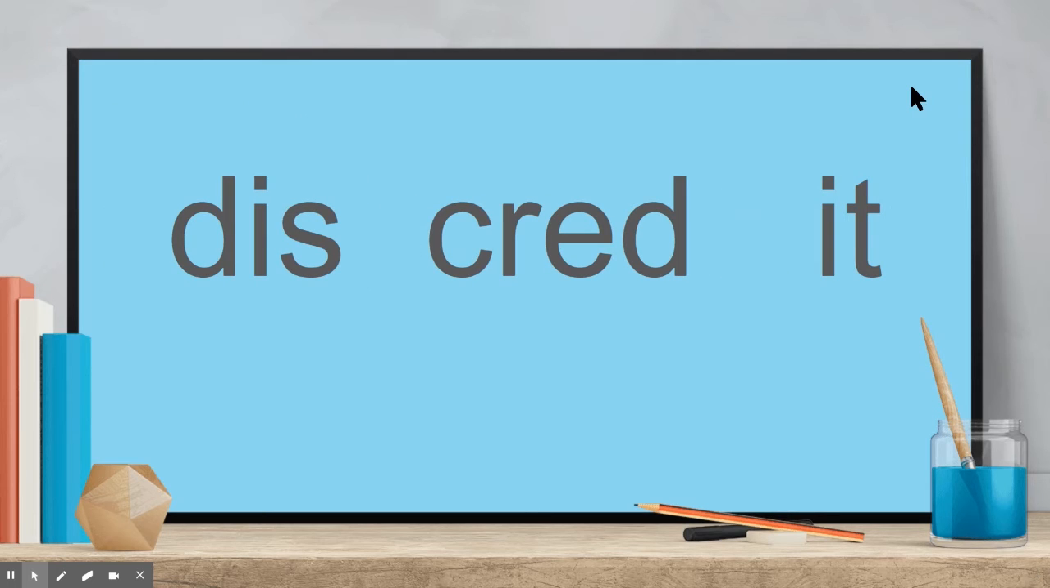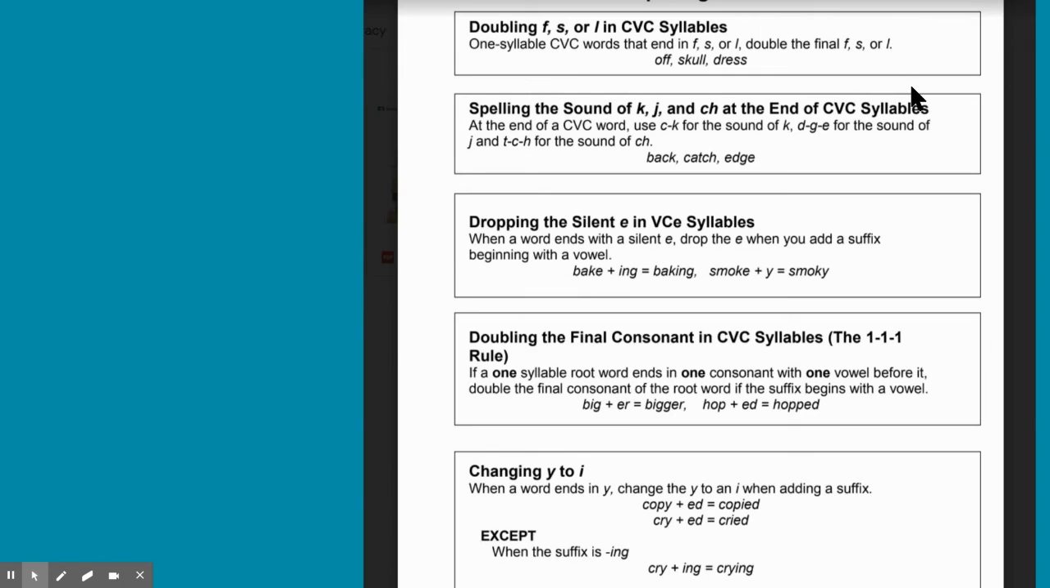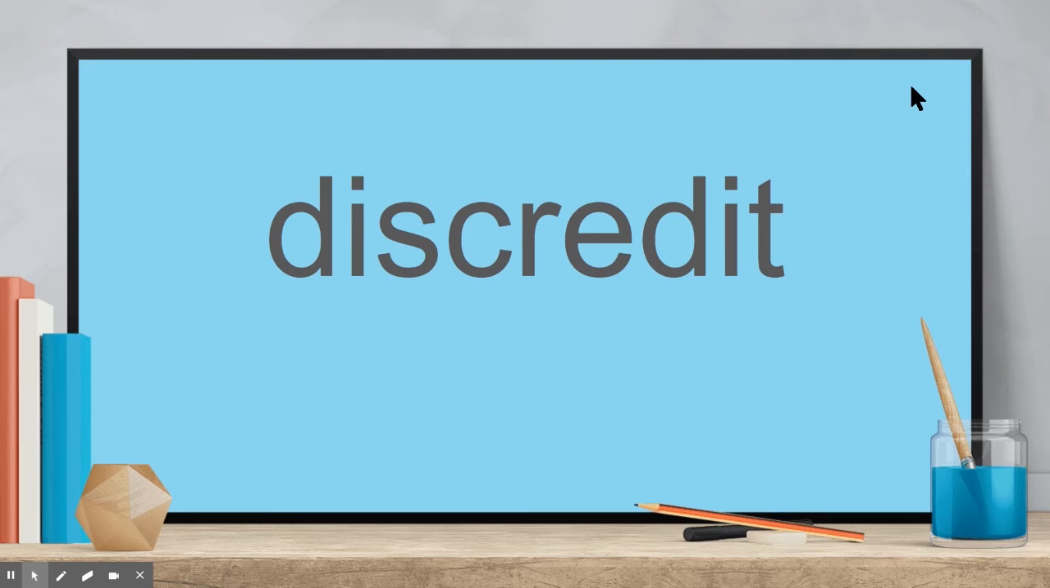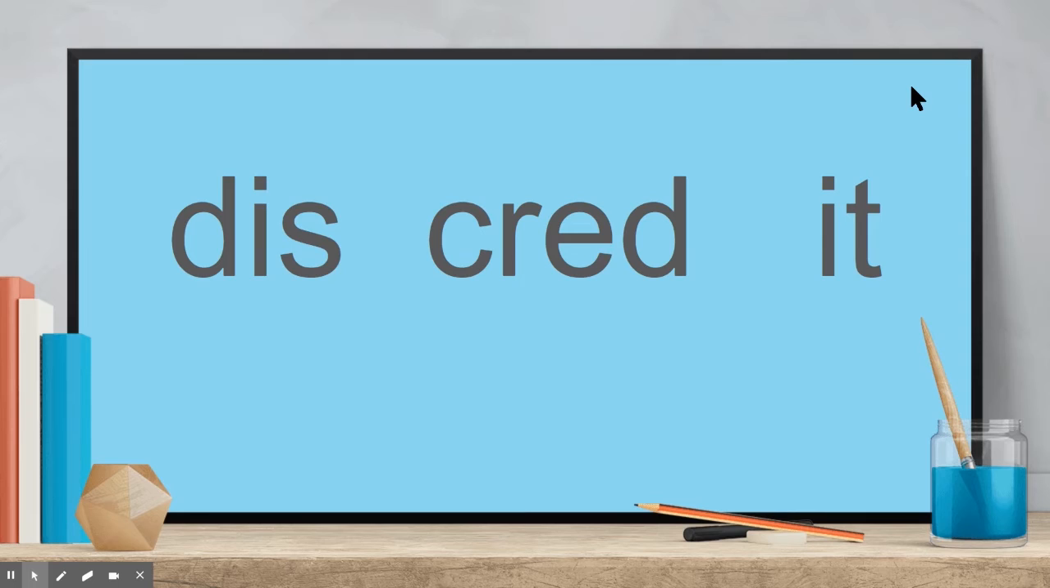The main thing that these lessons talk about is our process for breaking words into pieces. So if we can look at a long word that might be confusing, if we break it into pieces, it's going to be a lot easier to read, such as this word, discredit, right?